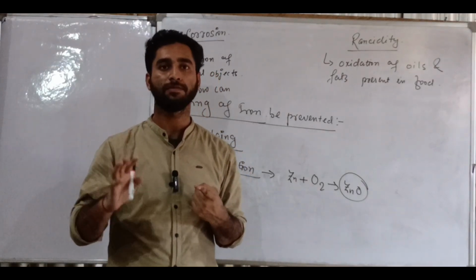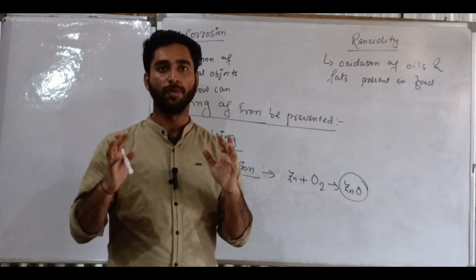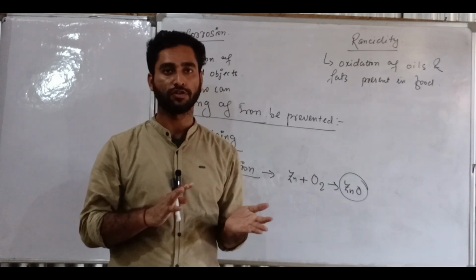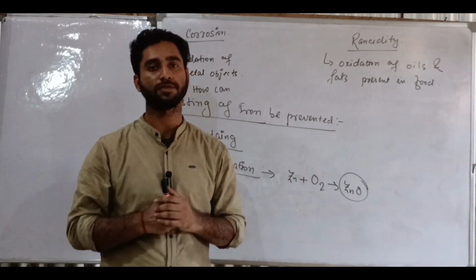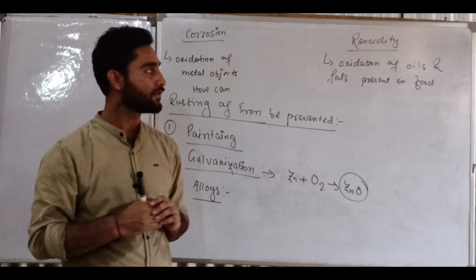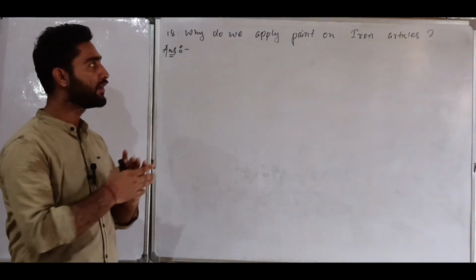How can rancidity be prevented? First, we can keep the food items in airtight containers. The second one, we can add some antioxidant such as nitrogen or some inert gases, which will protect our food items from getting oxidized. Okay, so just now I have discussed the process of corrosion and rancidity.